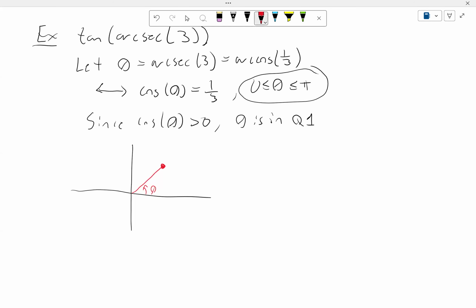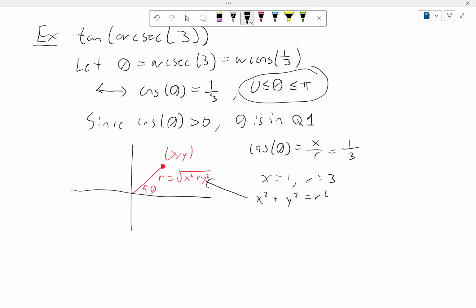Okay, we need to find a point on here, x, y, and of course there's an r, which is equal to the square root of x squared plus y squared, okay? So we know that cosine of theta is equal to x divided by r, okay? But we also know that cosine of theta is equal to 1/3. So then we can say that x is equal to 1 and r is equal to 3. And then to find y, well, x squared plus y squared equals r squared.